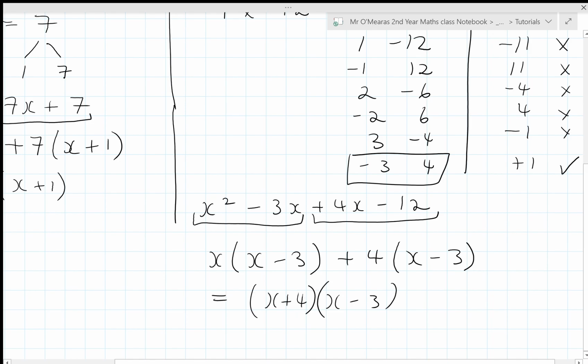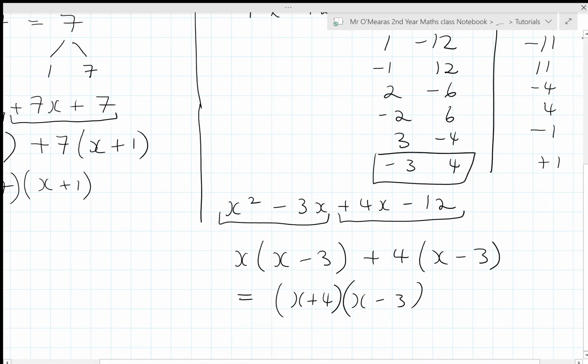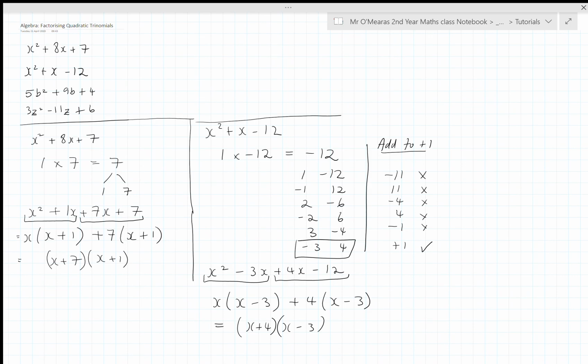All right, so that's our final answer. x plus 4 and x minus 3 are both factors of the quadratic trinomial, which basically means they divide in evenly. Okay, next part of the video we'll do the other two questions.